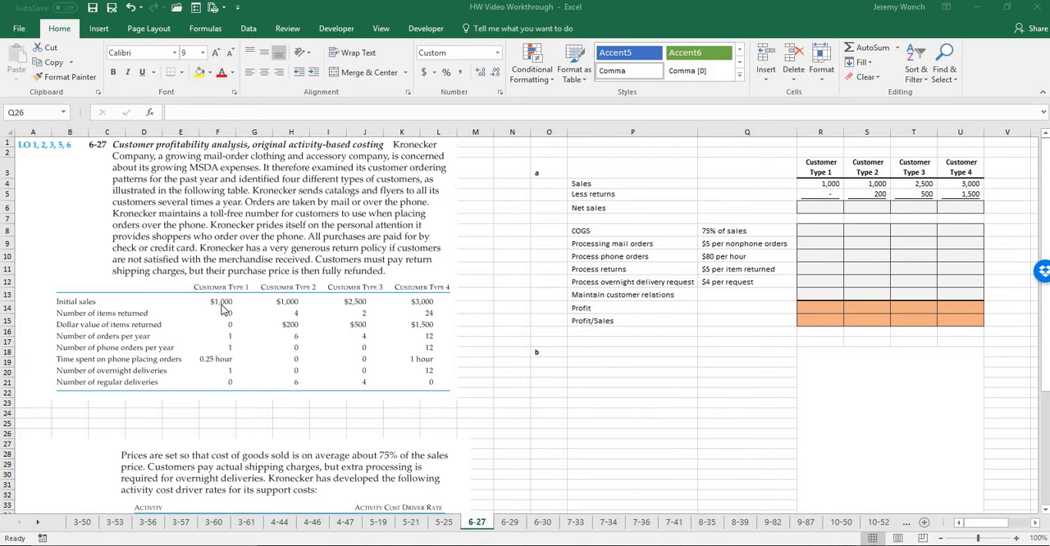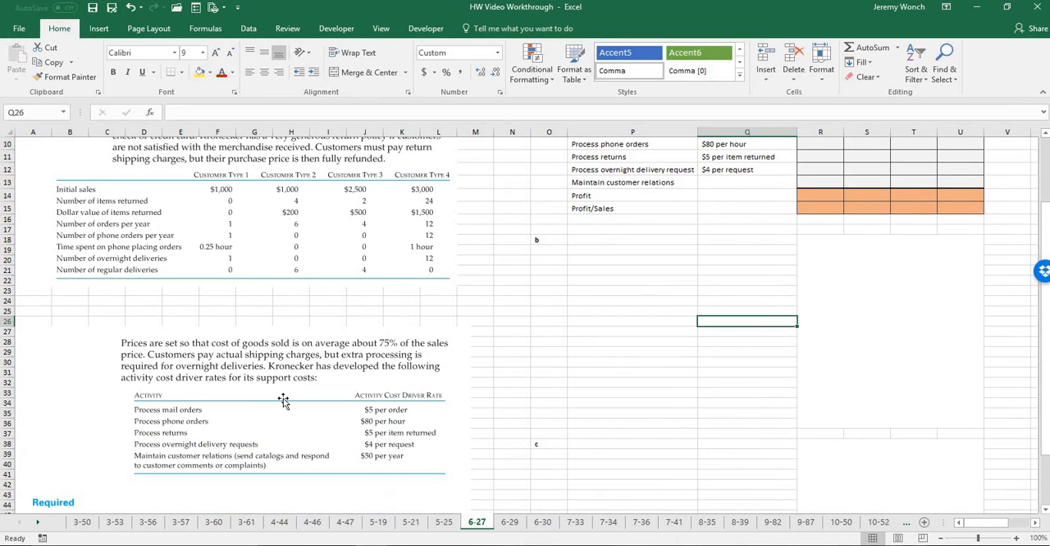So they've broken it down. We have different customer types, customers 1, 2, 3, and 4, and it gives us their initial sales, their return items, the dollar value of returns, their number of orders, number of phone orders, time spent on the phone, overnight deliveries, and regular deliveries. It also says that the prices are set so the cost of goods sold averages about 75% of sales. Customers pay the actual shipping charges, but processing is required for overnight deliveries.